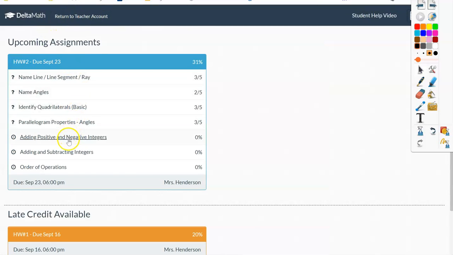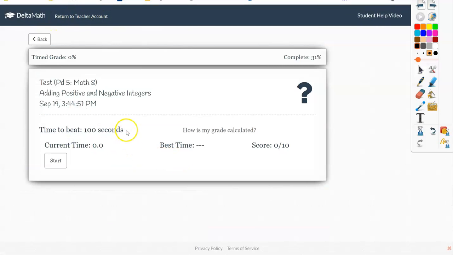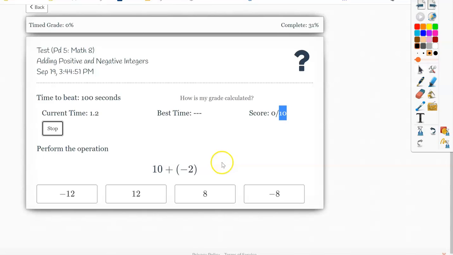All right, next three, adding positive and negative integers. This is a timed race. You need to get 10 right in a row. You can go past it, so it's not going to stop until you make a mistake. So let's see, it's multiple choice. So there we go. So you keep going until you make a mistake. And if you get to 10, that means that you're done.